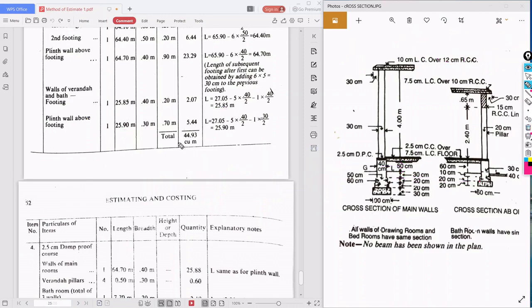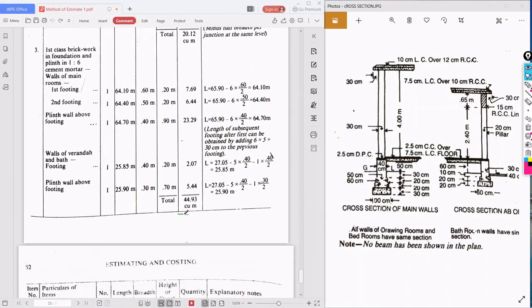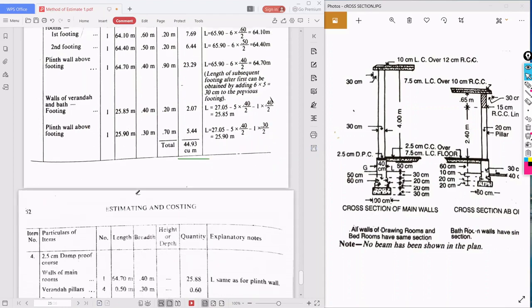So how it came, I am explaining to you. This 44.93 cubic meter is the quantity for first class brickwork, including the first footing and second footing of both the 30 centimeter wall and the 20 centimeter wall.